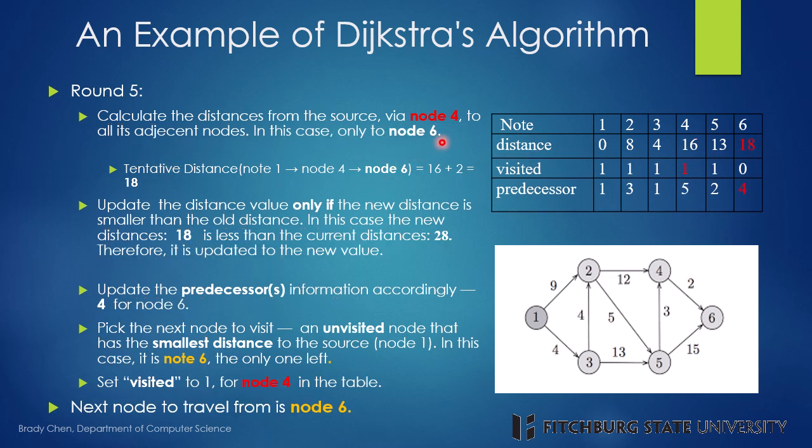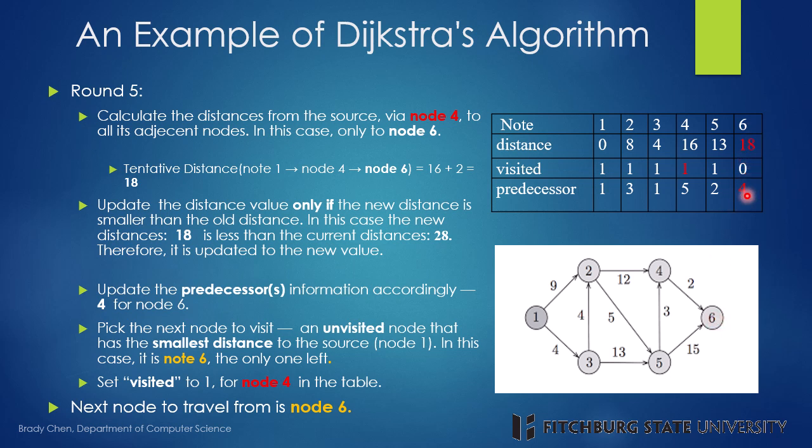Okay, we choose number 4 to visit. Visit number 4, and mark number 4 visited. There's only one to update, so number 6. From 4, which has 16, plus 2, you get 18. So that's 18, through number 4.